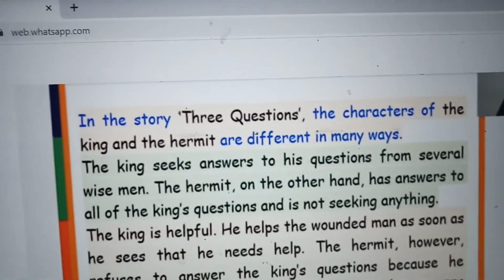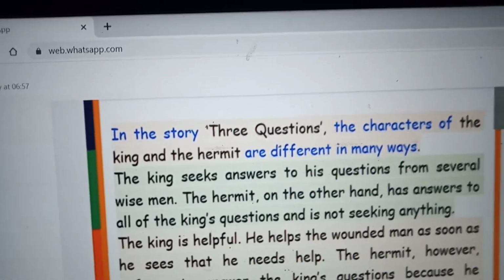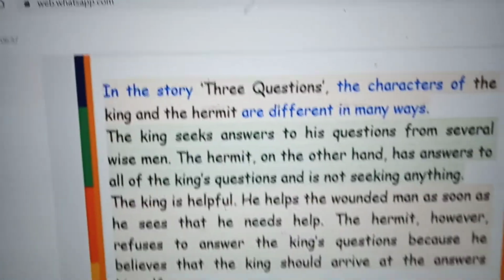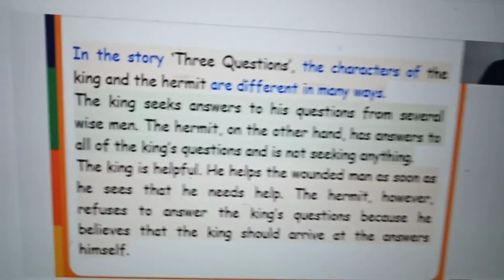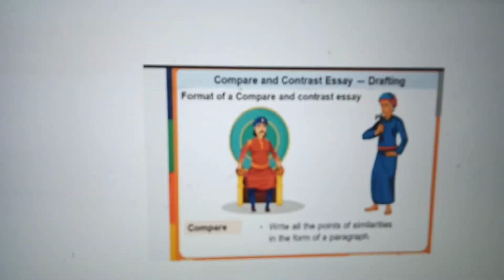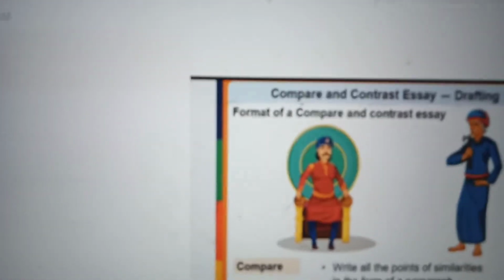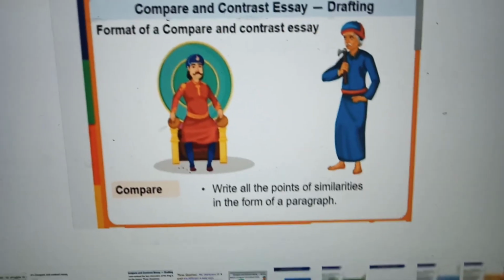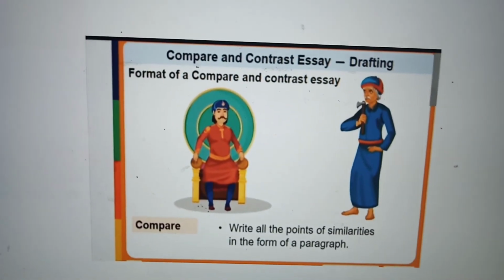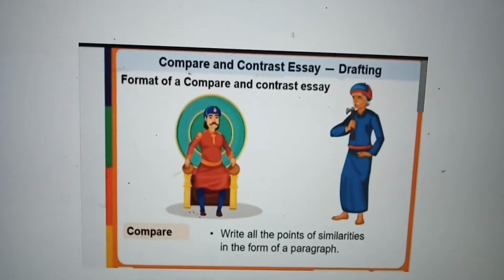So finally you have to finish it like this. In the story, The Three Questions, the characters of the king and hermit are different in many ways. The king seeks answers. Okay, like this, you have to follow the format of a compare and contrast essay again. Drafting, compare, write all the points of similarities in the form of a paragraph.